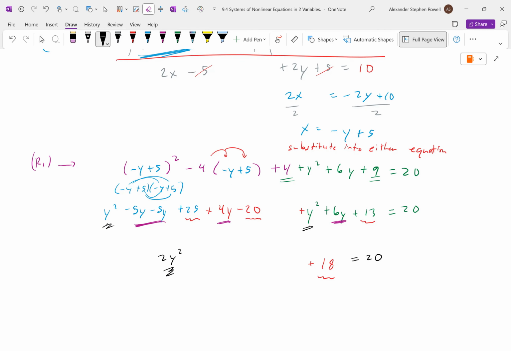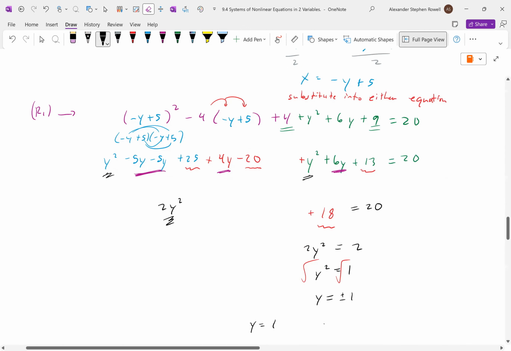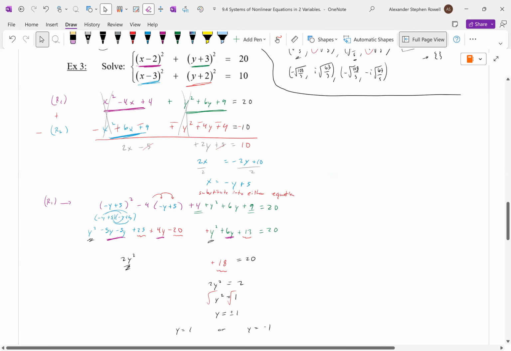Okay, so let's subtract 18 from both sides. 2y squared is equal to, or y squared is equal to 1. So y is equal to, let me square root both sides, plus or minus 1. Y is equal to 1, or y is equal to -1. Are there any questions about this? We used elimination to get rid of the squared terms, but we still had x and y. So we solved for x, substituted into either equation, and we finally found y.